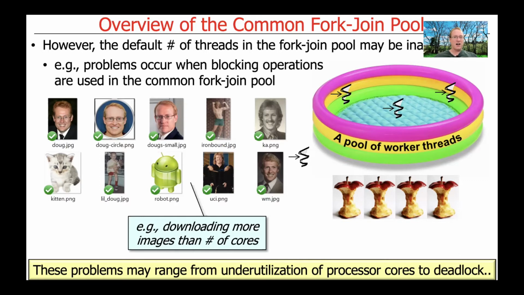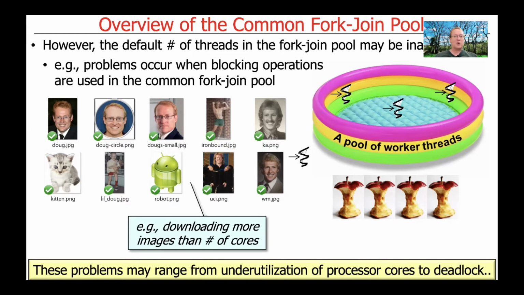Otherwise, you'll either underutilize the processor cores, because you'll have n threads, where n is the number of cores, but that's less than m, the number of images you're trying to download. You'll have them all blocked, but in fact, there could be more processing done if there were only more threads to do it. And there are other problems you can run into if you're not careful, like deadlock and so on in these scenarios.